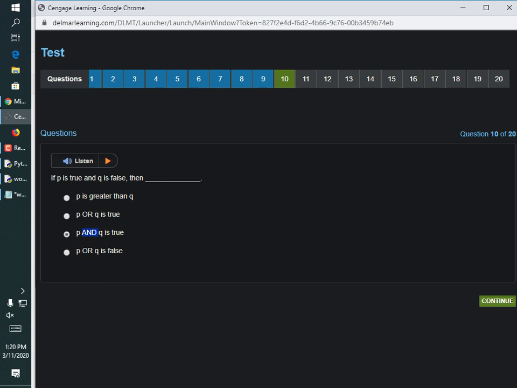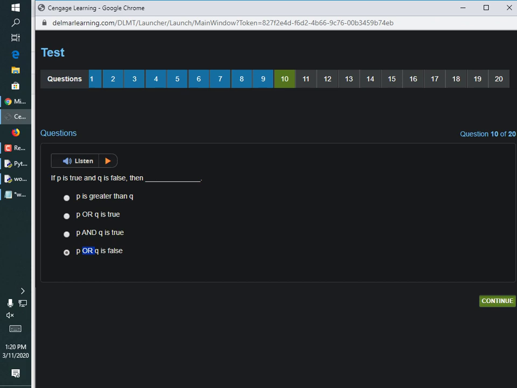If P is true and Q is false, P or Q is false, is that the same thing? No. Why do I say that? Because or means just one or the other has to be true. And P is true, so P or Q is true. That make sense, gang? Hope so.